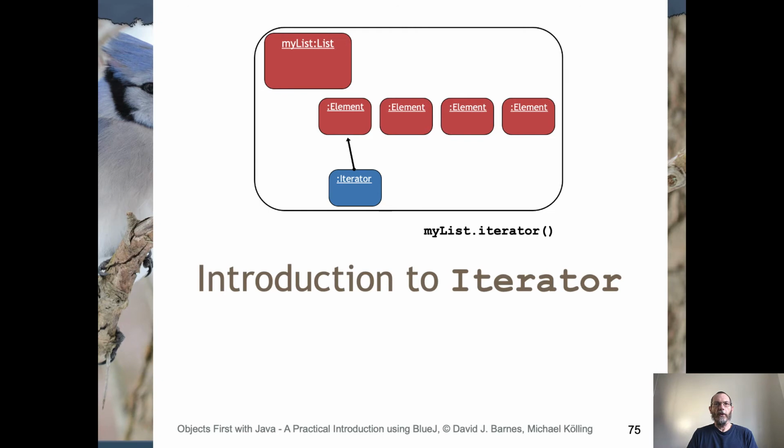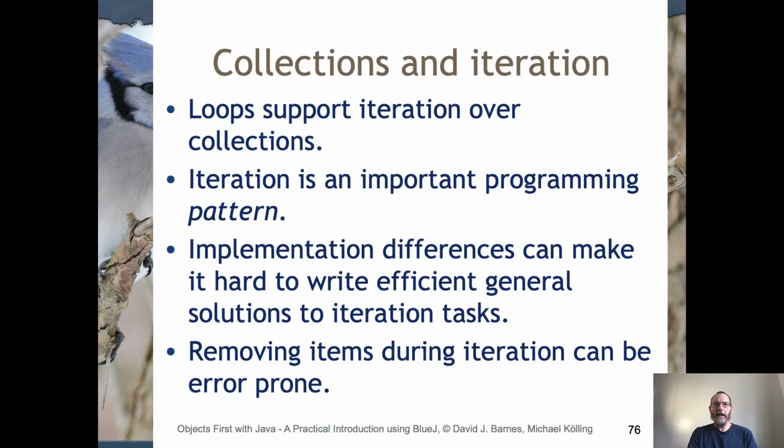In this video, we're going to continue our discussion of iteration and in particular introduce the iterator type. We've seen that loops support iteration over collections, and iteration is a very important programming pattern. We use it a lot in solving problems. One of the difficulties is that implementation differences amongst collections can make it hard to write efficient general solutions to tasks involving iteration. And we've seen in a previous video that removing items during iteration can be problematic and error-prone.